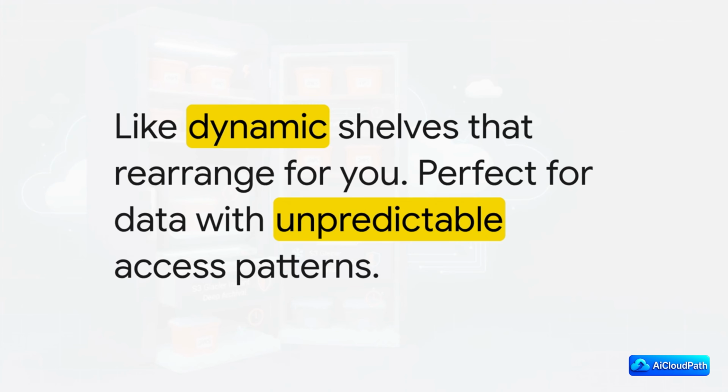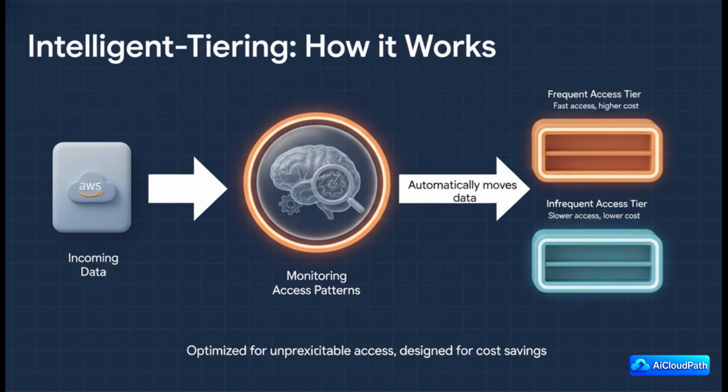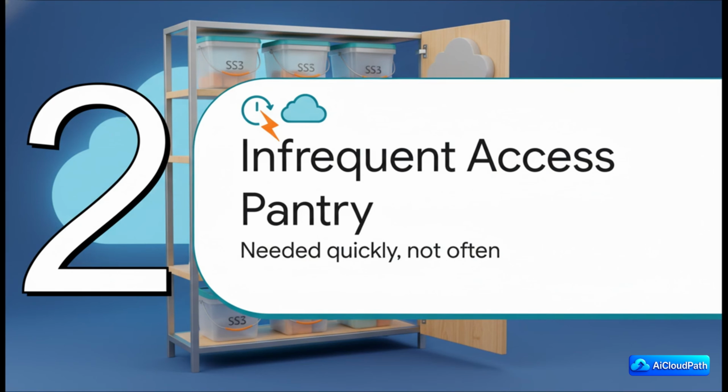But what if you have no idea how often you're going to need your data? Maybe it's a new project. That's where S3 Intelligent Tiering comes into play. Think of this like having smart, dynamic shelves that literally rearrange themselves for you. And here's the magic of intelligent tiering. It's all automated. It actually watches your data's access patterns, and if it sees an object that hasn't been touched in a while, it automatically moves it to a cheaper, infrequent access tier. You get all the cost savings without lifting a finger, which makes it an absolute game changer for new applications where you just don't know the access patterns yet.